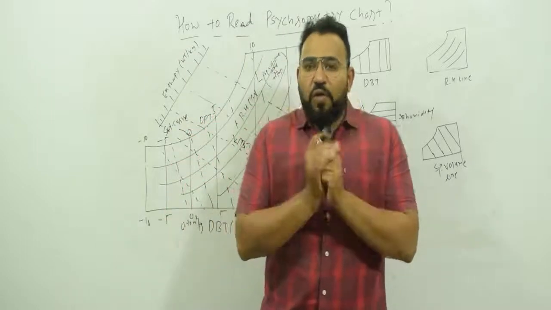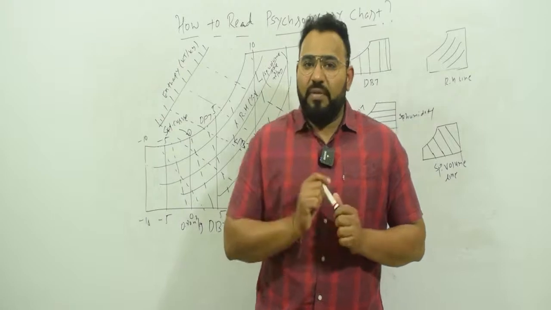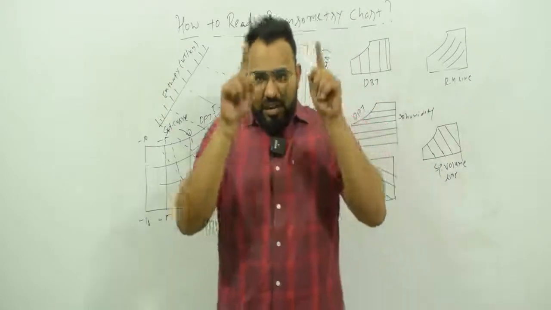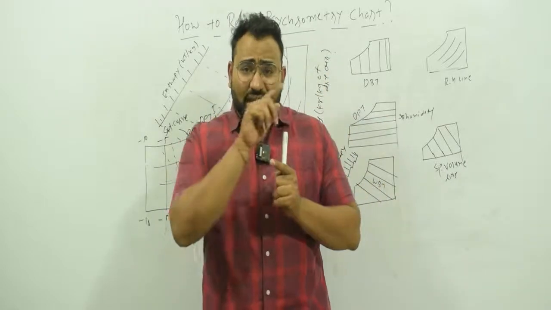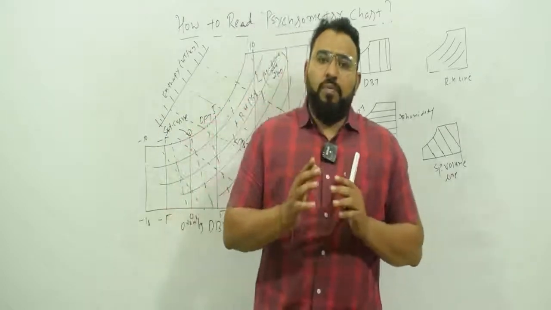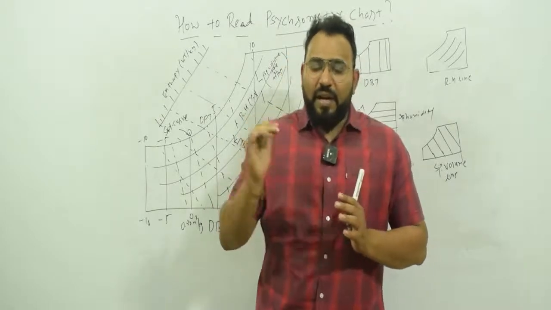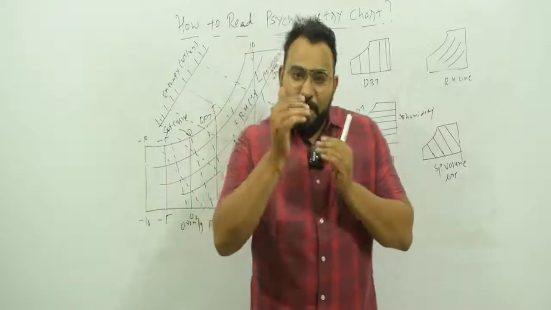First of all, you need a refrigeration chart with tables. You should have that chart book with you, which I already told you to purchase: Refrigeration Charts with Tables by RS Khurmi. Go to the index, find the psychrometric chart, open it, and keep it in front of you.